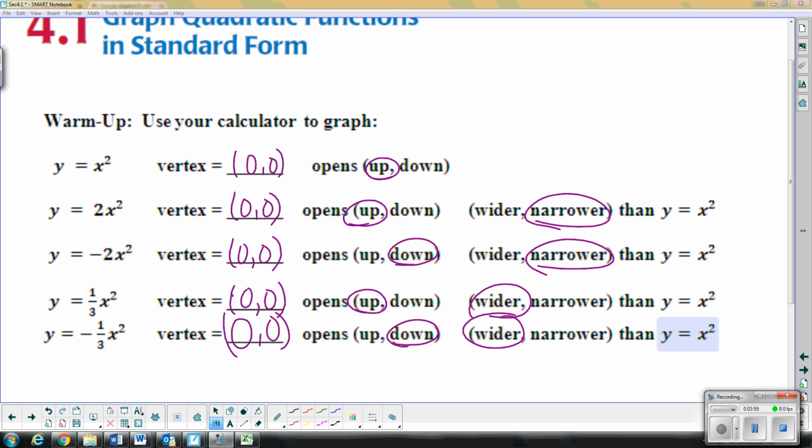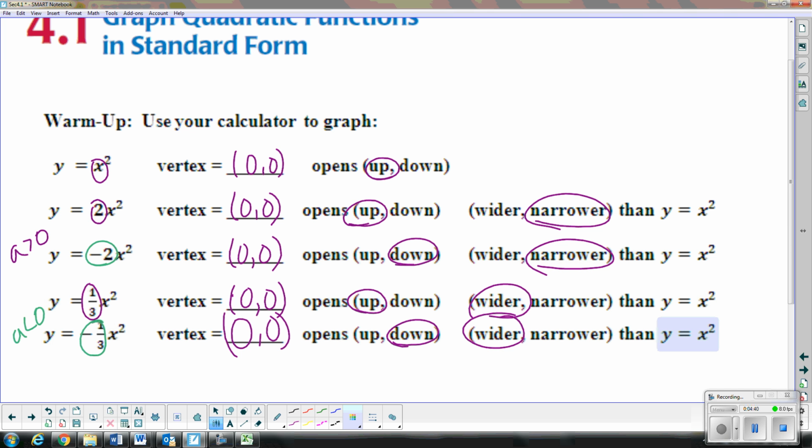Here's what you should have discovered when you put these values into your calculator. All of these vertices are 0, 0. Those are the coordinates. The x and the y are both 0. The ones that open up, so that's x squared, 2x squared, and 1/3 x squared, are when a is positive. The ones that open down are when a is negative. So if a is negative, then the graph will open down.